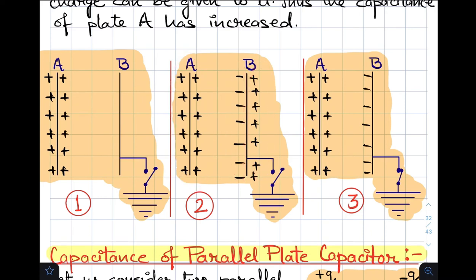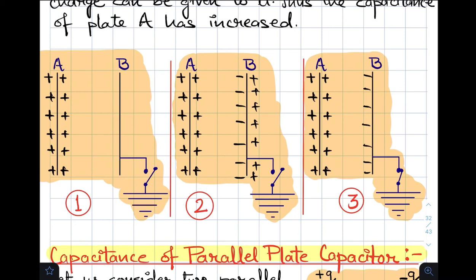Now this positive charge will try to increase the potential of plate A, and this negative charge will try to decrease the potential of plate A. Because the negative charge is closer, its effect is higher. So basically the potential of plate A decreases when plate B comes near it.